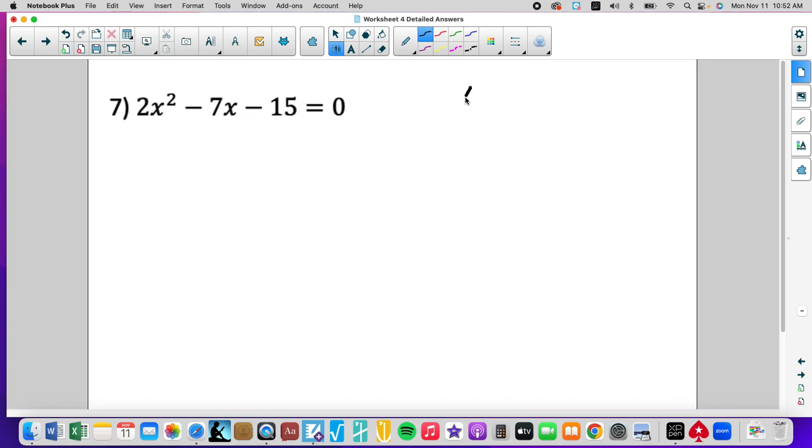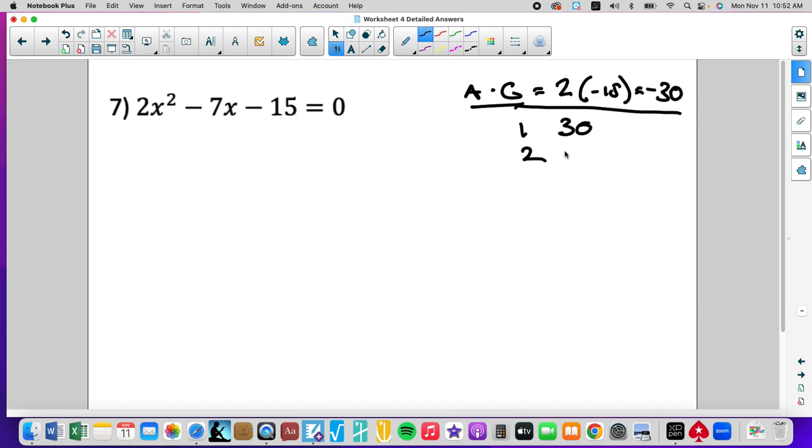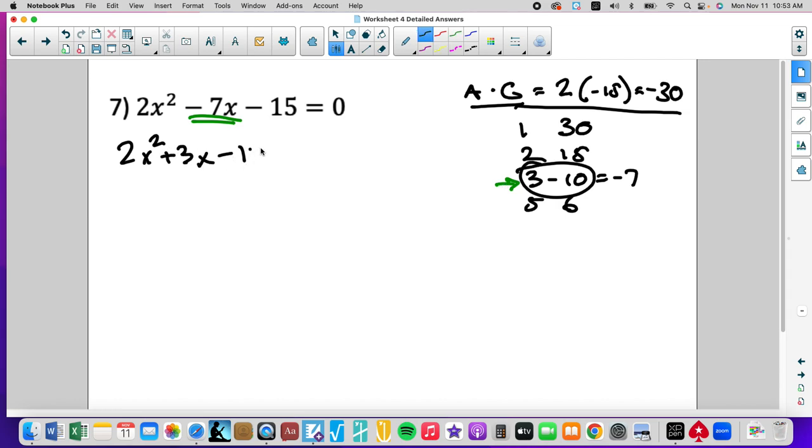is more than 1, so we're going to use a times c, where a is 2, c is -15. That makes -30. Factors of 30 are 1 and 30, 2 and 15, 3 and 10, 4 no, 5 yes, 5 and 6. I'm going to subtract to make -7. That's that. So I know that it's 3 and -10, so 2x squared. I'm going to change my middle term to these two terms. So that's going to be positive 3x minus 10x. That combines back to make that.